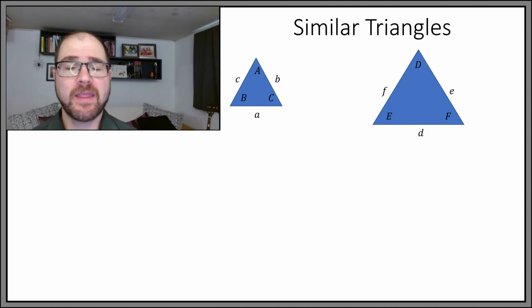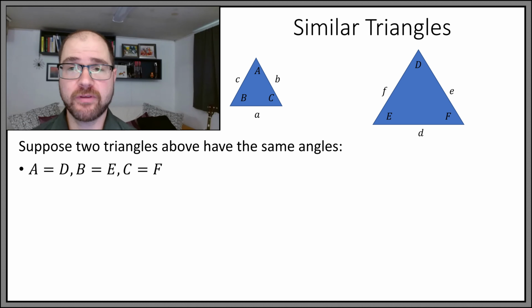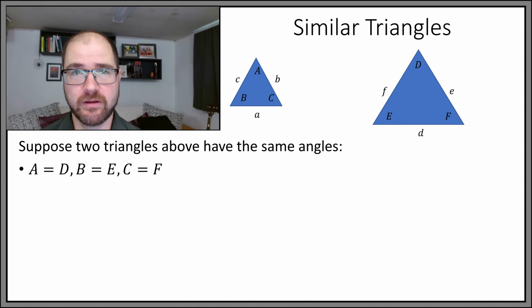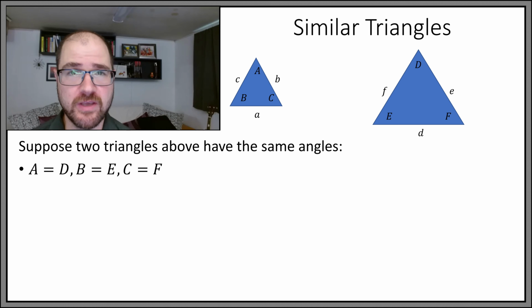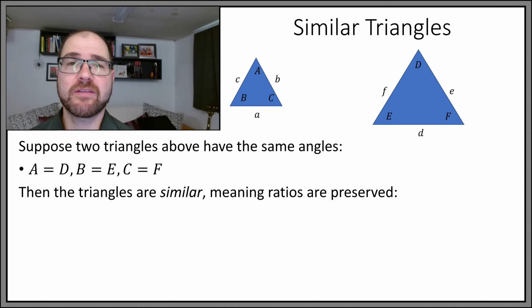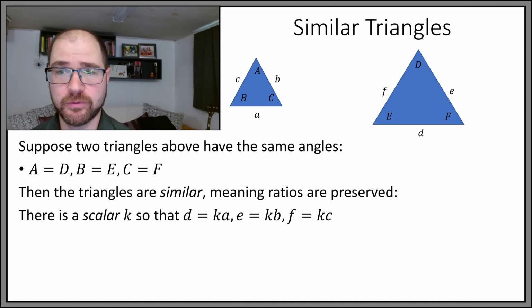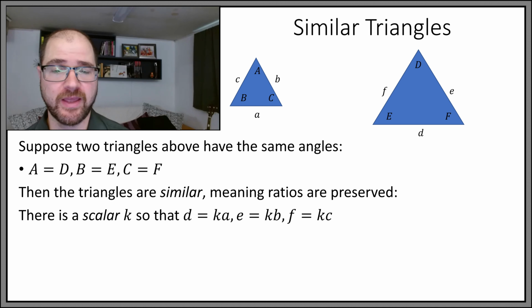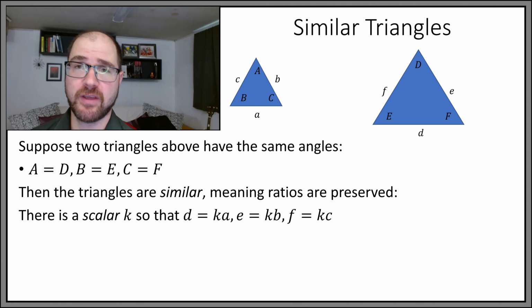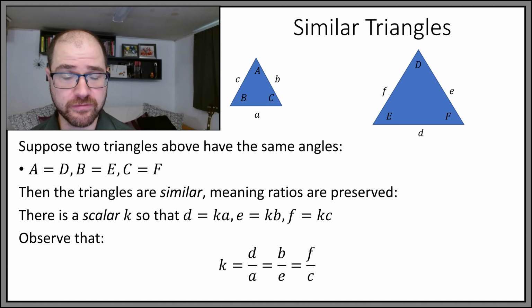So let's look at these two triangles here. We're going to suppose they have the same angles. Specifically, the angle at the top, A, equals the angle at the top, D, B equals E, and C equals F. If these two triangles have the same angles, they are similar, meaning that ratios are preserved. There's a scalar factor K, so that lengths in one triangle are scalar multiples of the other. And I've specified that side length D is K times side length A, E is K times B, and F is K times C.